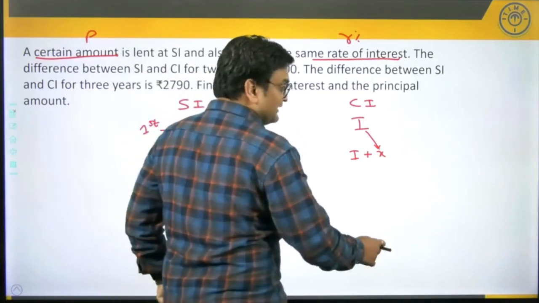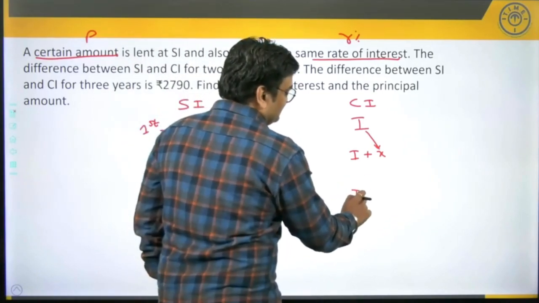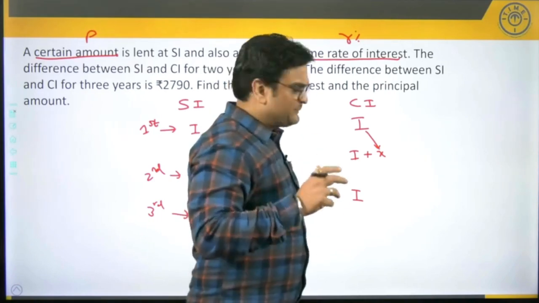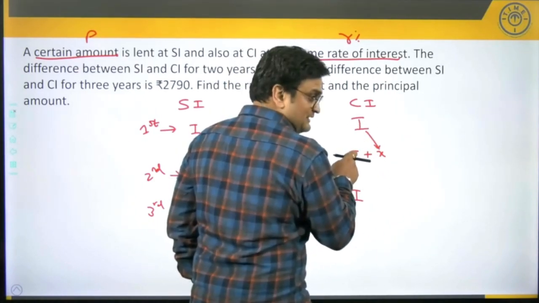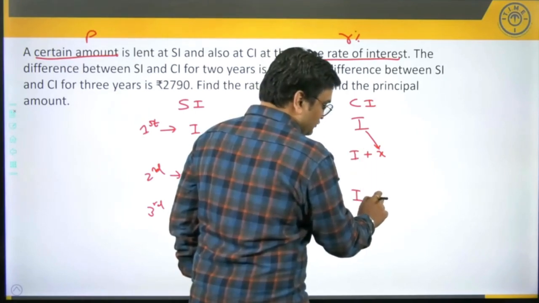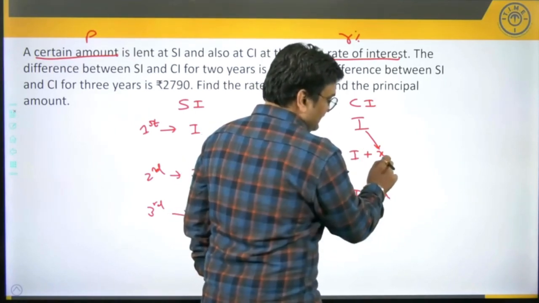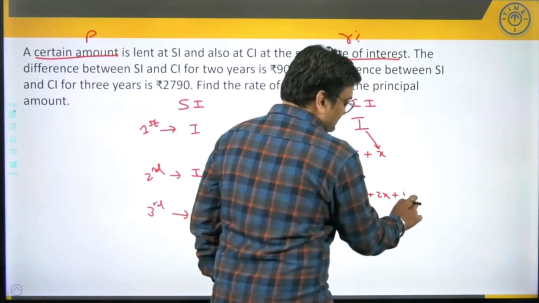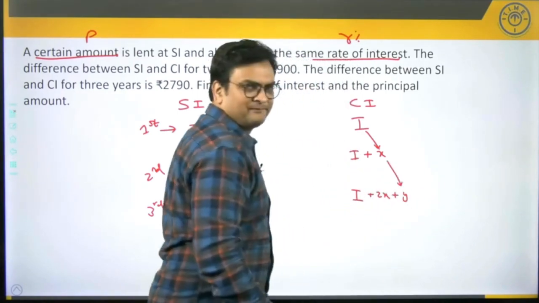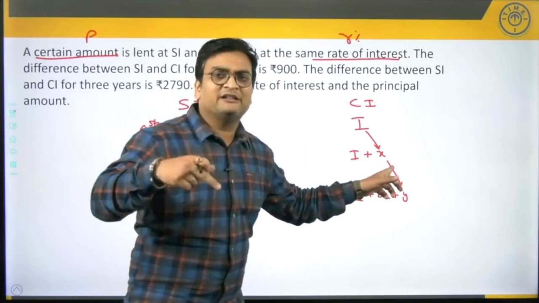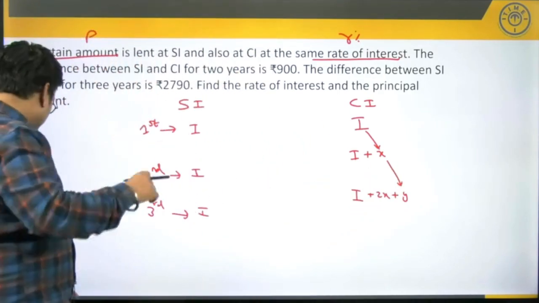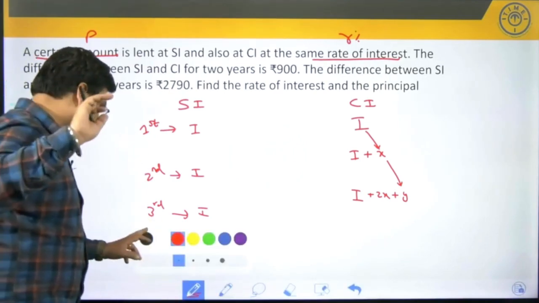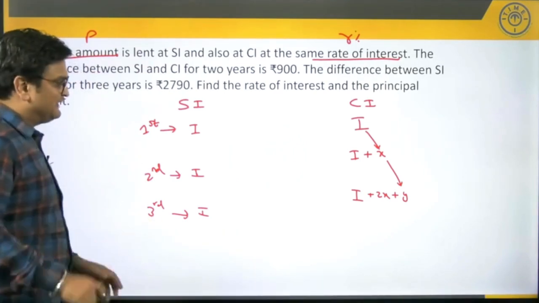Now, third year, you will get I from the main principal, you will get X from this I, you will get X from this I also, right? So you will get 2X, and from this X, you will get Y, small value Y. So this X will also earn you interest in the third year, right? So that's Y I am saying. Now, this is the representation without knowing the formula I am saying, right? Just on the basis of understanding.